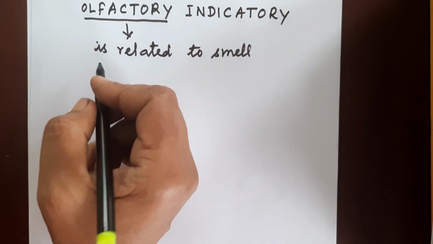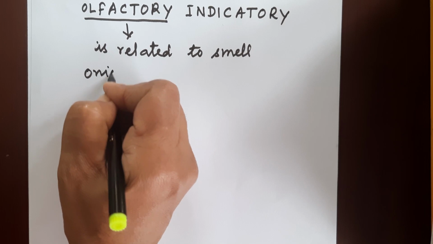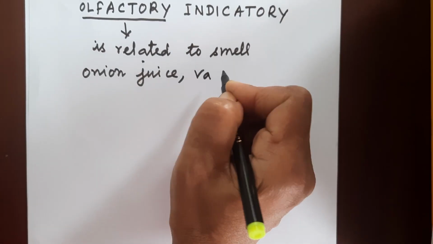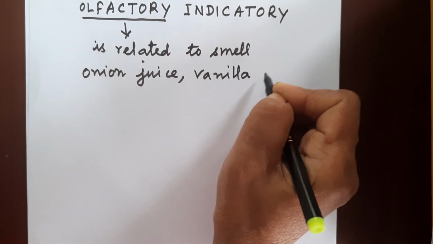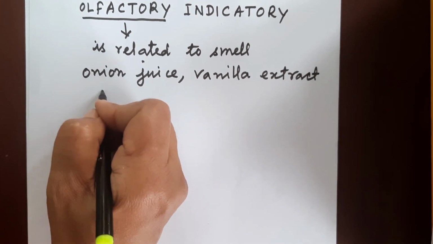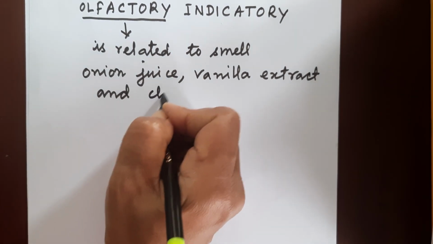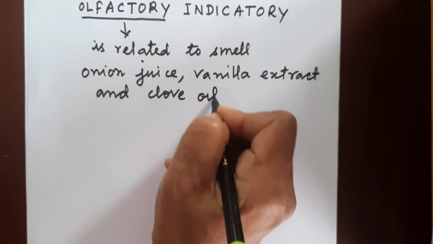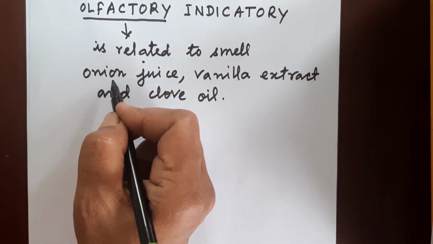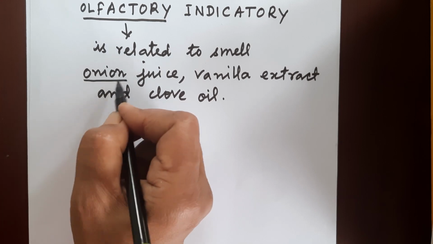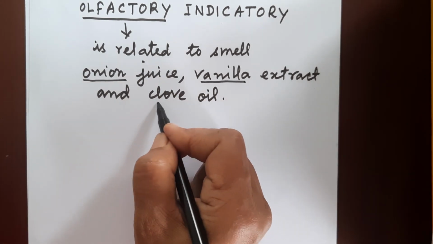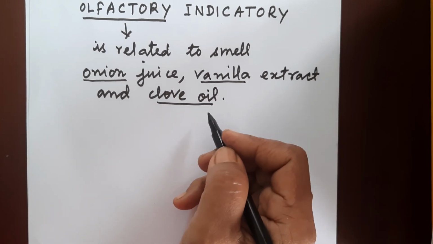The common examples are onion juice, vanilla extract, and clove oil. Now all of you know that these substances have their characteristic smell. Onion has a very pungent smell, vanilla has a very pleasant smell, and clove oil also has its characteristic smell.